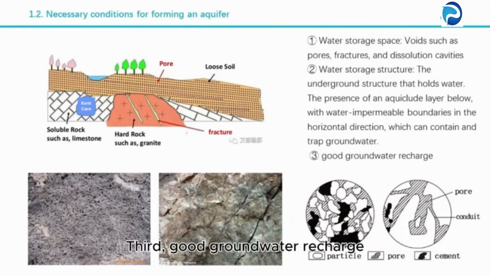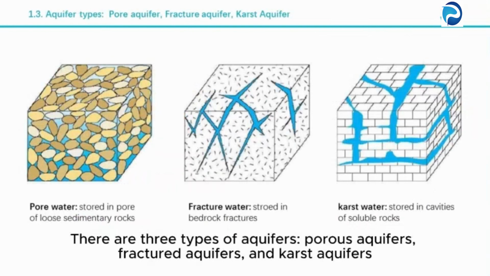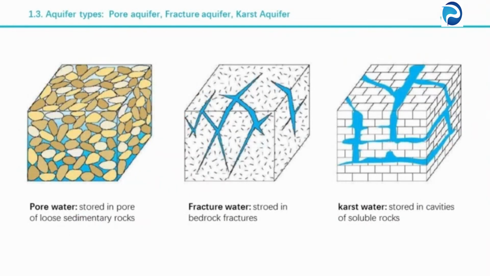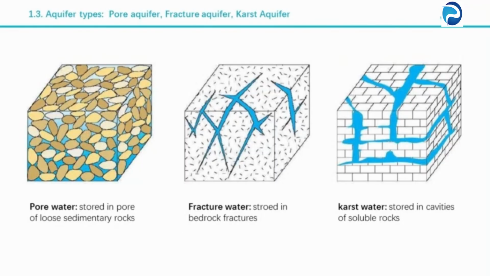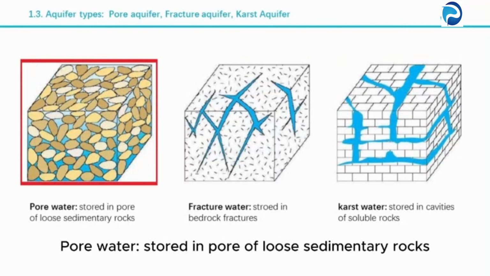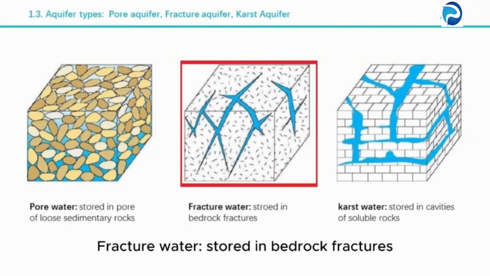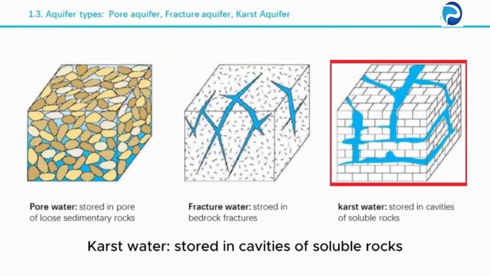Third, good groundwater recharge. There are 3 types of aquifers: porous aquifers, fractured aquifers, and karst aquifers. Pore water, stored in pores of loose sedimentary rocks. Fracture water, stored in bedrock fractures. Karst water, stored in cavities of soluble rocks.